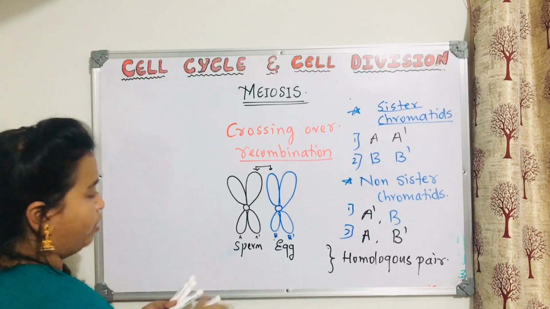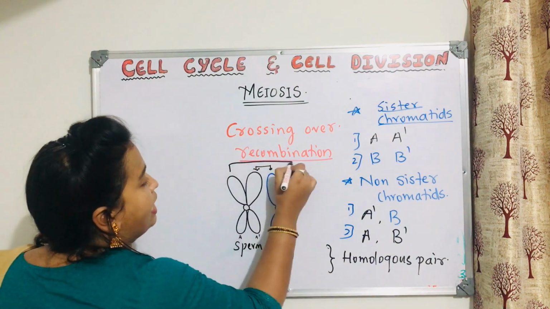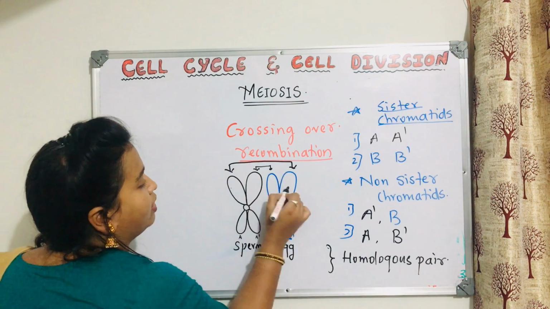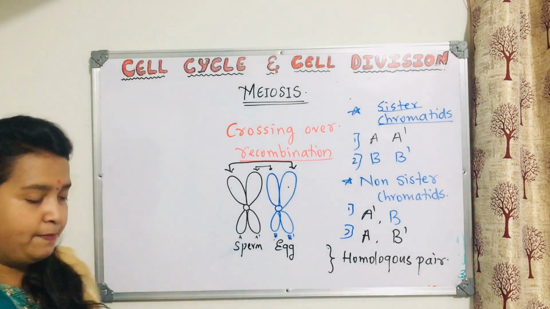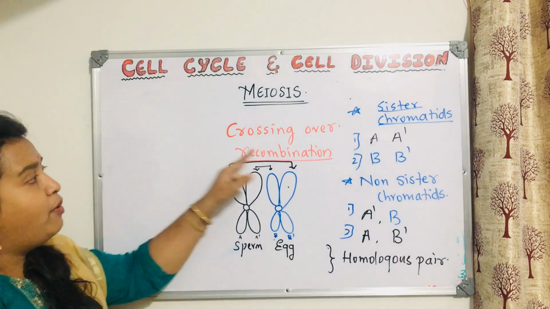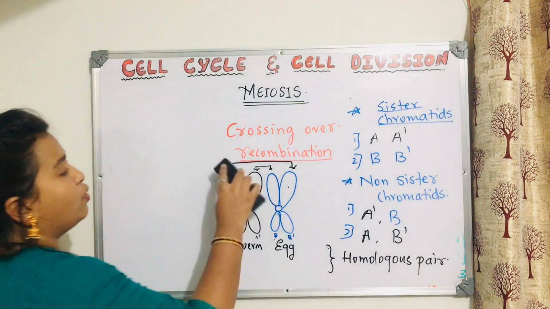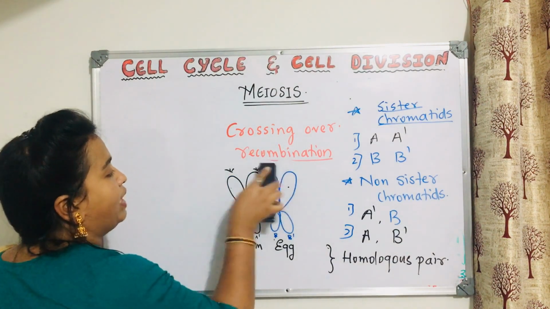I hope you understood what are sister and what are non-sister. So what about these two then? What about this and this? Even these two are non-sister chromatids. Okay, I hope this term also is clear. Now we are talking about crossing over, no? So I will tell you what crossing over is now.